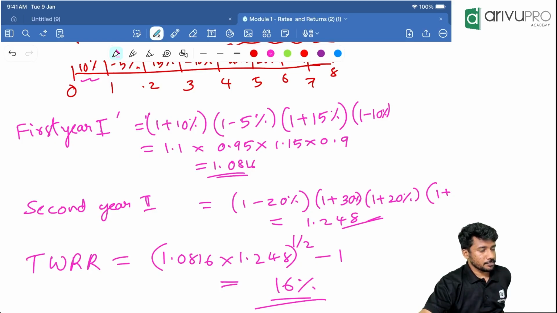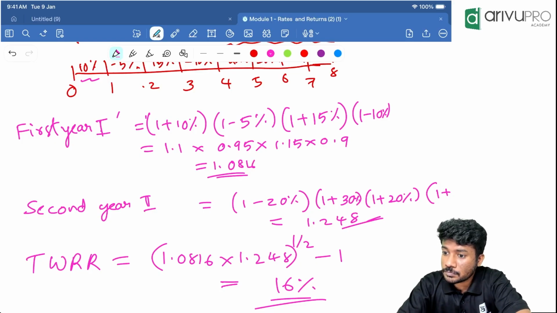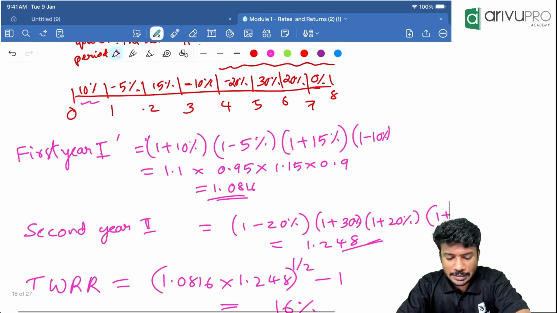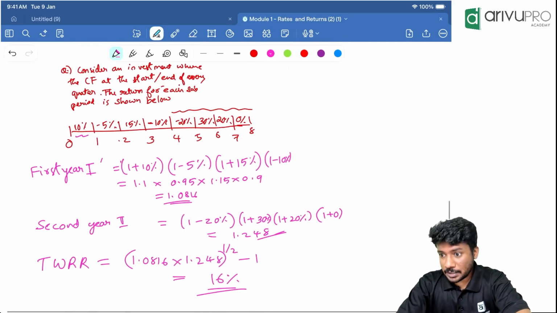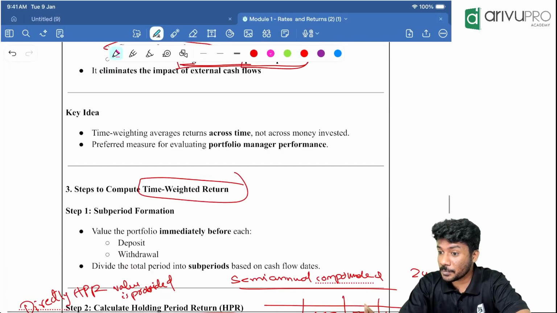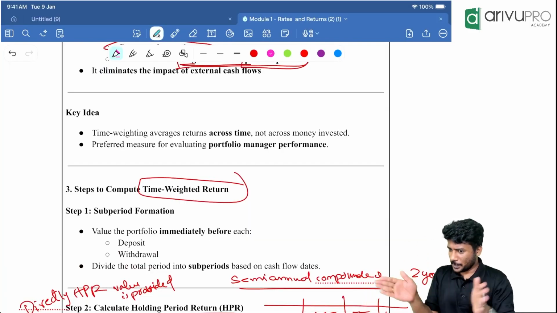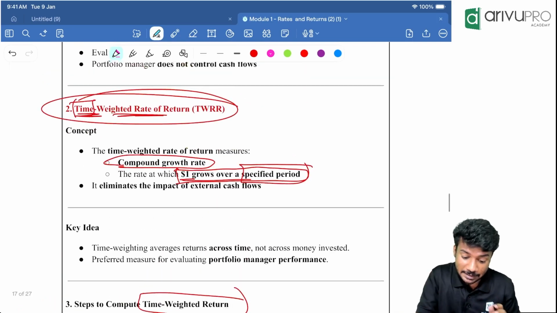Got it? But why are we not taking it together as power 1 by 8? The thing is, in time weighted return, first of all, we are splitting the sub period. Yes, we first split the sub period, then we are linking it. That is the third step.